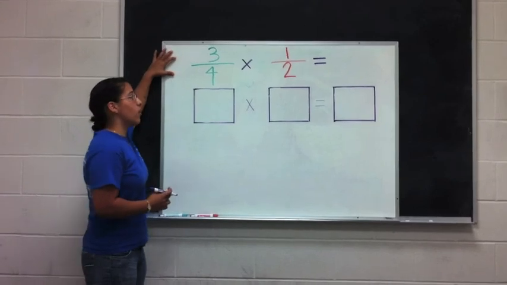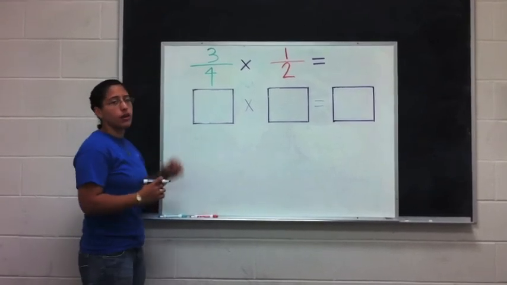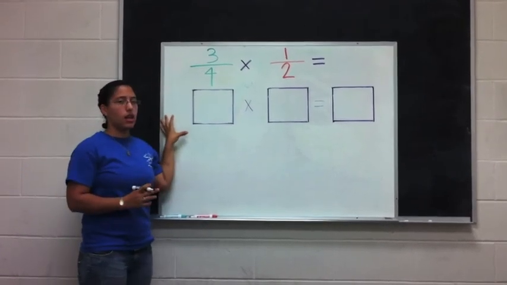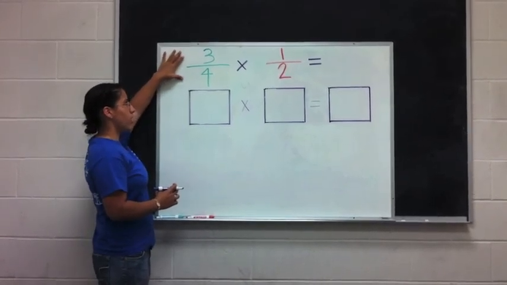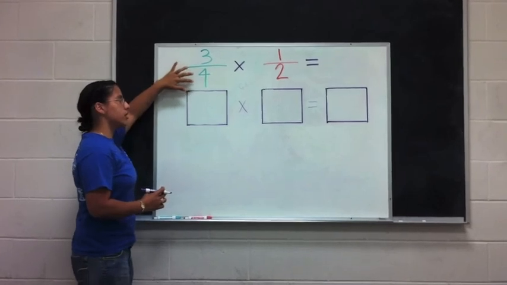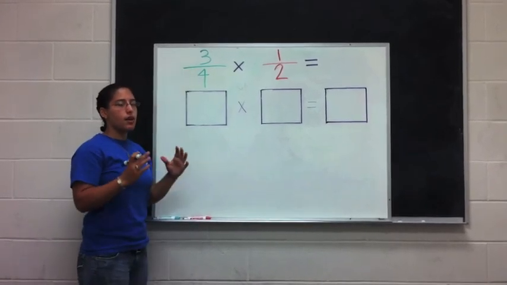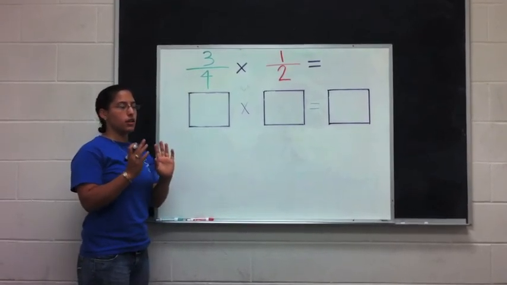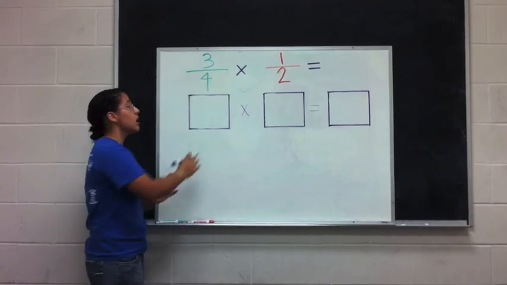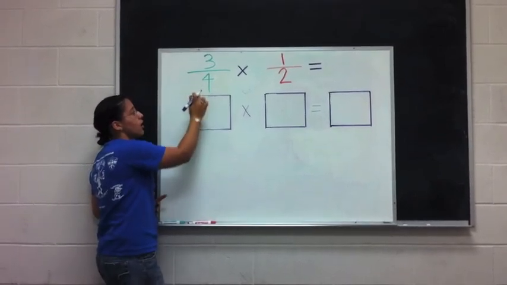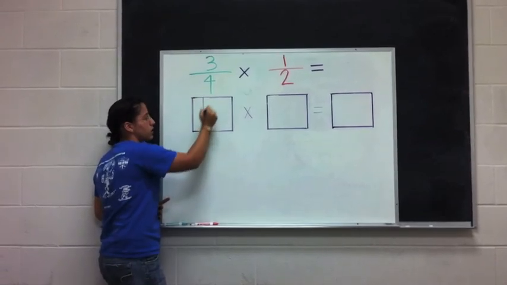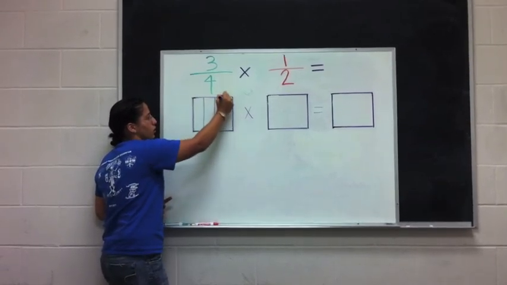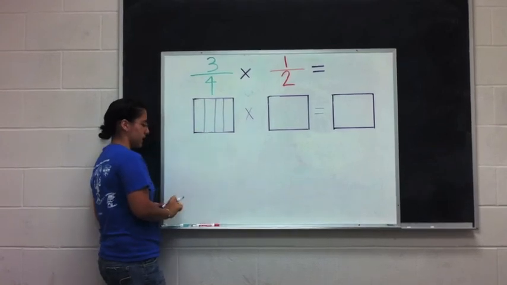Problem 3/4 times 1/2. And we're going to first show it by modeling it with boxes. So in our first part, it's 3/4. Our denominator tells us how many spaces we're going to break this box into. Because there are 4, we're going to draw 3 lines to get 4 spaces. So 1, 2, 3 will give us 4 spaces.